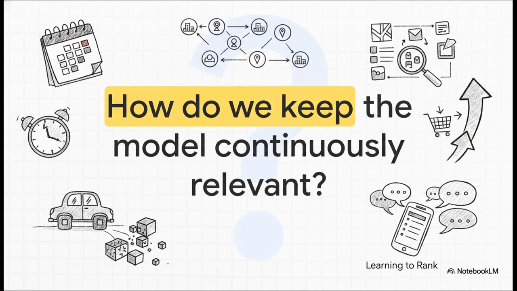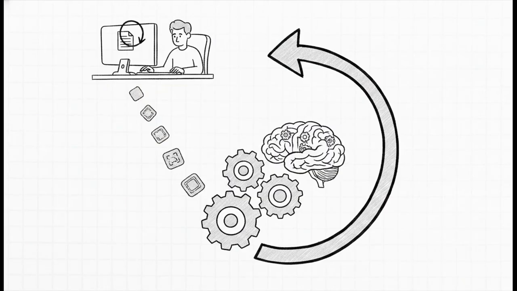Language evolves, trends change, inventory updates. This means our self-driving car needs a way to constantly update its internal map, and we can't have a human engineer manually hand-labeling thousands of new judgments every single week. The solution to this is a fully automated LTR system.